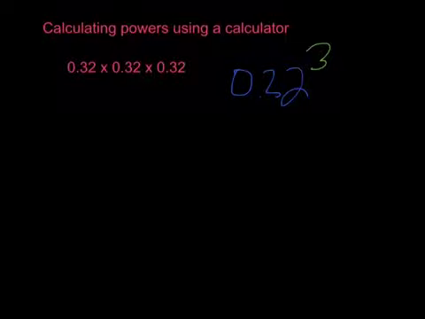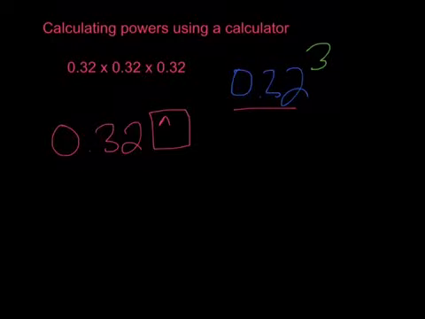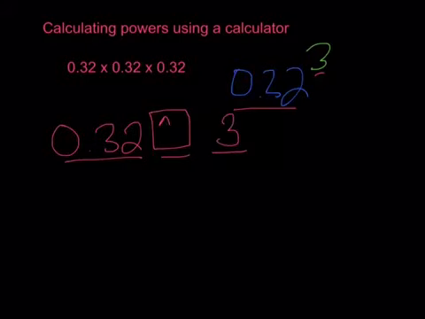If you're going to use a calculator, you're just going to type in your base, so that's 0.32. Then you're going to press a little button. Actually, there might be one of two buttons. The first button that you might press will look like a little arrow up at the top of the button. That is an exponent button. So you put in your base, press the exponent button, then put in your exponent, which is 3 in this case. Then you hit the equal sign.